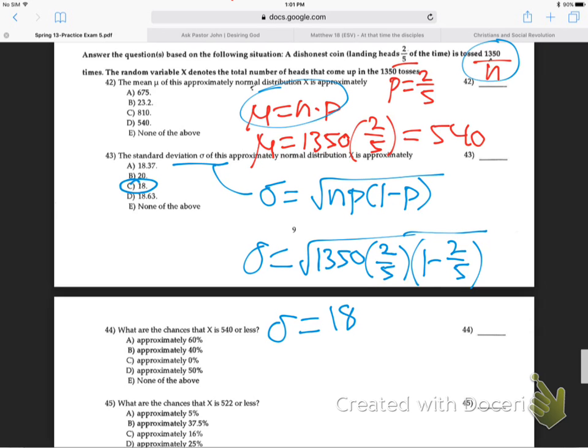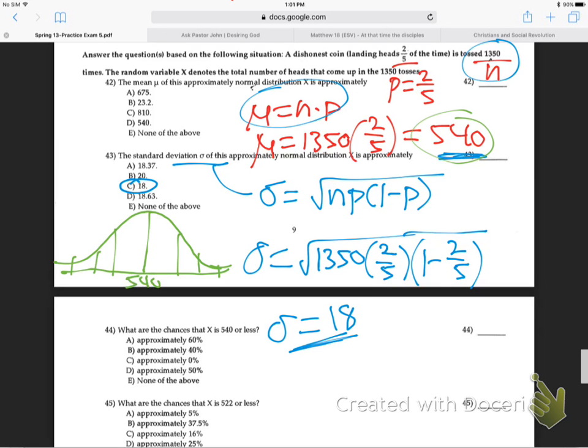So, 44. What are the chances that x is 540 or less? Well, now that I have a mu and a sigma, I could do a little bell curve, right? You get the idea? This is another bell curve. The middle is the mu, 540. And there's 3 jumps to the right, 3 jumps to the left, and every jump is 18. That's what the sigma is, right? So we found our own middle and our own jump amount using those formulas.